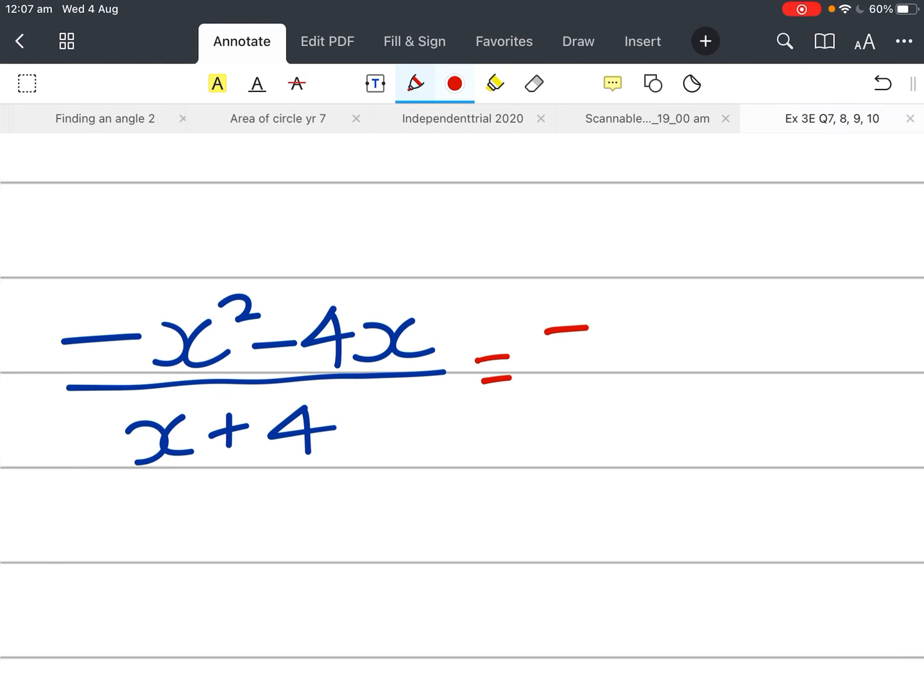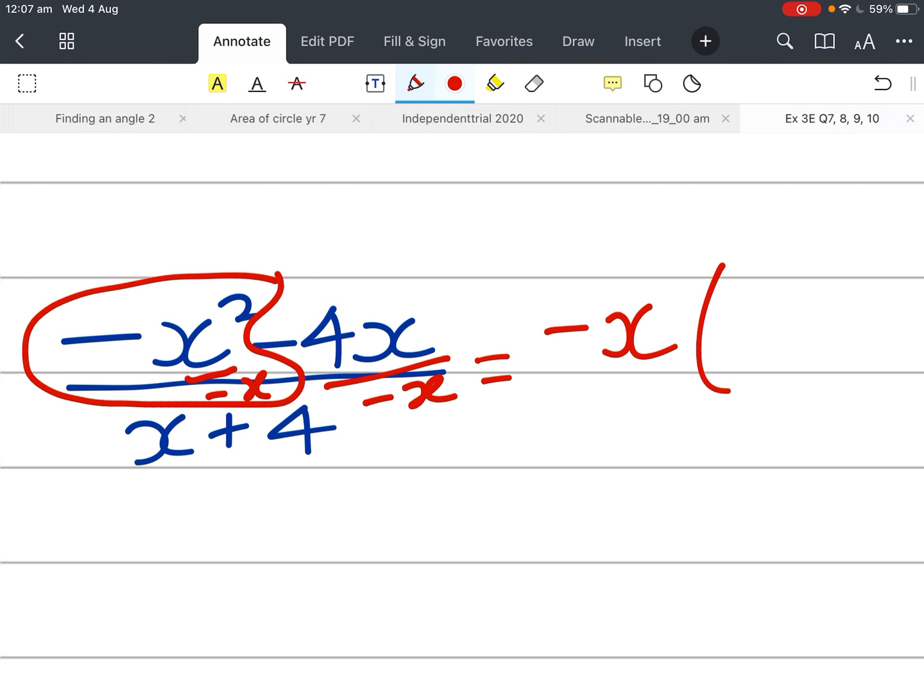All right, take the negative out. What's the same in the x squared and the 4x? This time it's got the same letter, hasn't it? And the same letter is an x. So let's take the x out. There's no numbers this time. So that means I have to divide by -x here and divide by -x here.